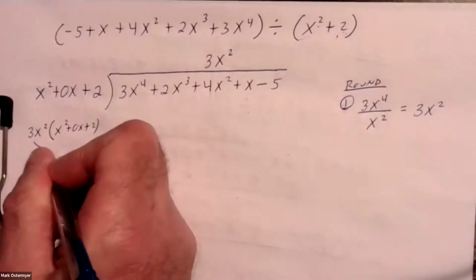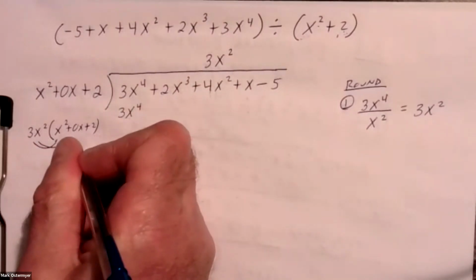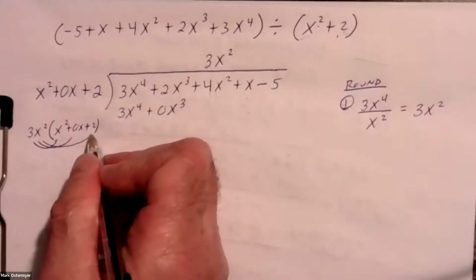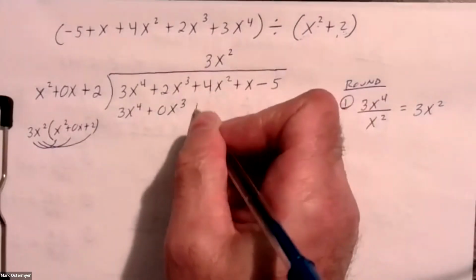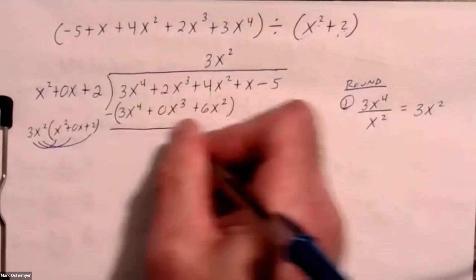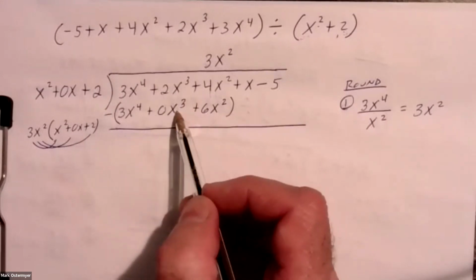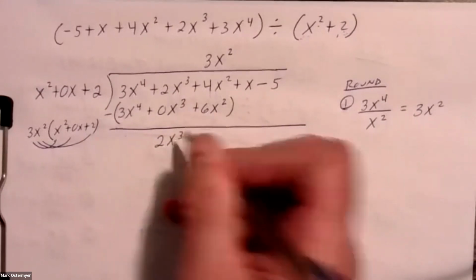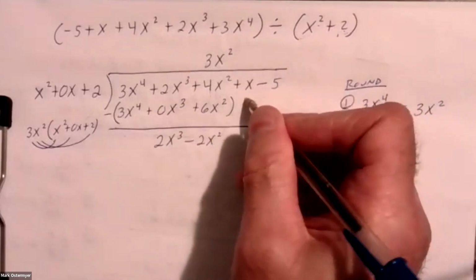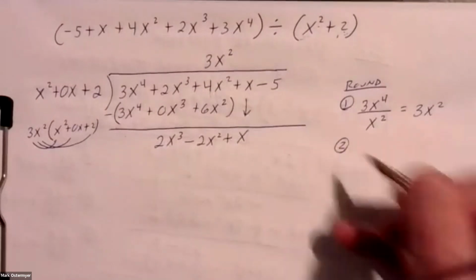And here we go. So 3x squared times x squared is going to be 3x to the fourth. That slides underneath this term. 3x squared times 0x is going to be 0x cubed. And 3x squared times 2 gives me 6x squared. And then we're going to subtract off this whole polynomial. 3x to the fourth minus itself is 0. These drop out. 2x cubed minus 0x cubed is 2x cubed. 4x squared minus 6x squared is minus 2x squared. And then I'm going to drop down the plus x as we set ourselves up for round 2 of division.